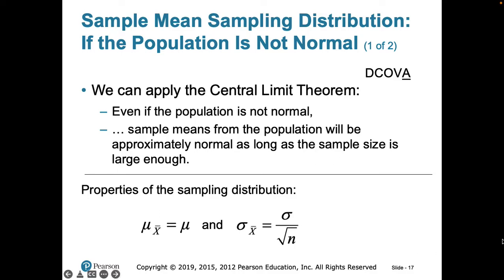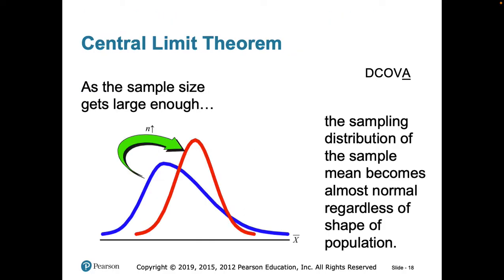One thing you need to know is that the mean of the sample means is going to equal the mean of the population, and the standard deviation is going to be the standard deviation divided by the square root of the sample size. Let's take a look at this picture to help explain. You see this blue line here, that's not normally distributed, right? But the mean, which is the red line here, will be normally distributed if the sample size is large enough.